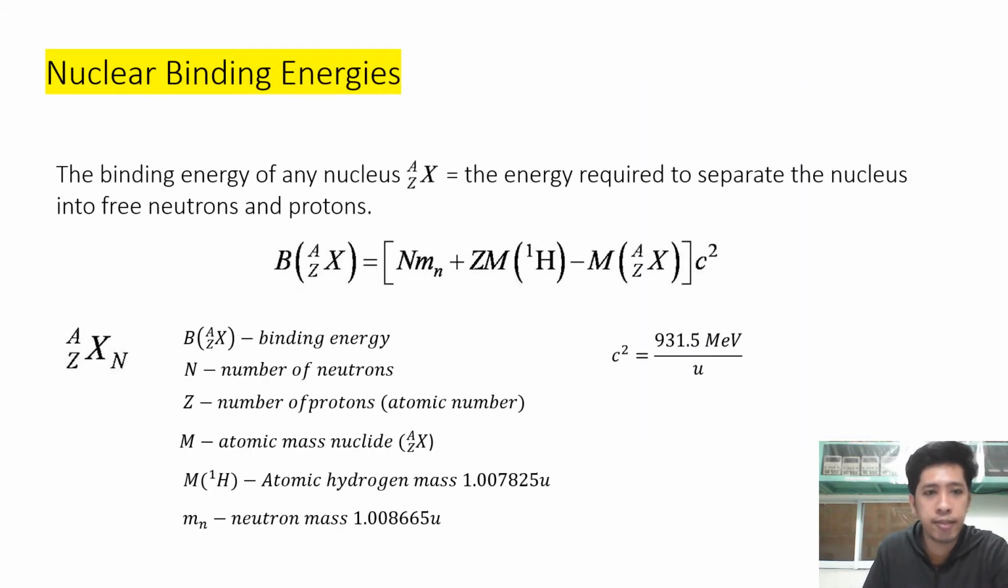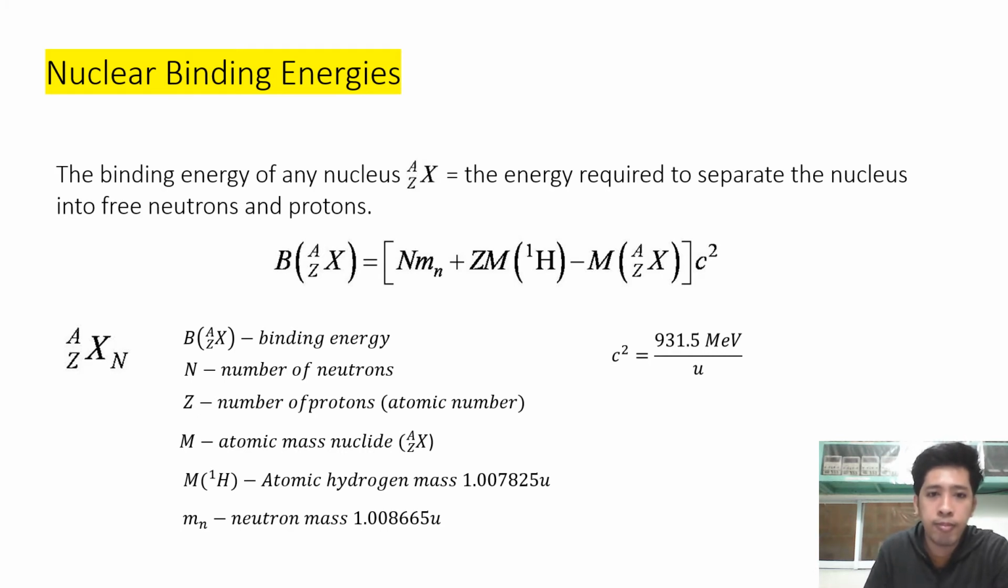And let's discuss the nuclear binding energies. The binding energy of any nucleus, your AZX, is equal to the energy required to separate the nucleus into free neutrons and protons. So if you want to break down or separate your neutrons from your protons, you need to know the binding energy of your nucleus. The binding energy is given by this formula.